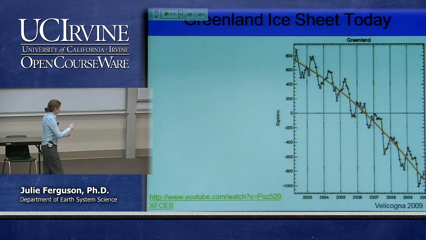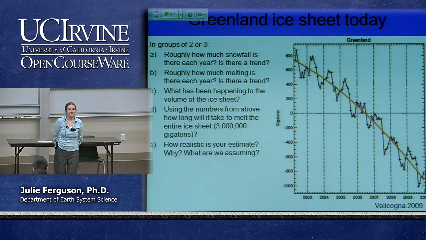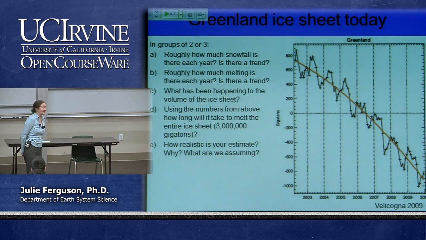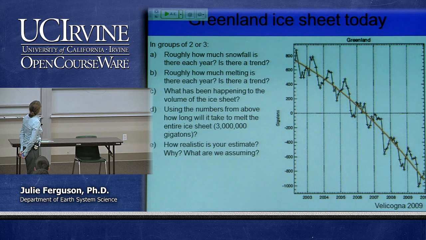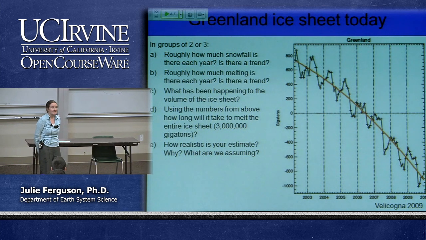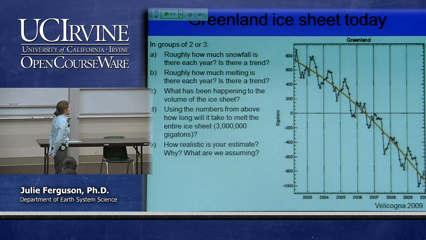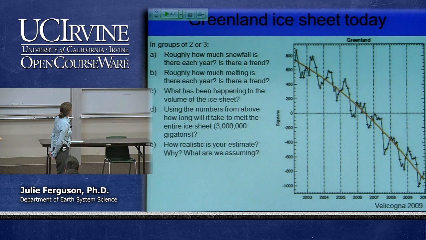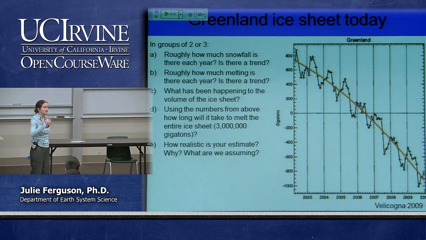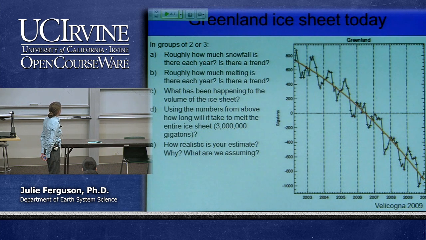And I want you to spend a bit of time thinking about this more carefully. In groups of 2 or 3, and the TAs will get up and wander around as well and help you out with this, I want you to look at roughly how much snowfall there is each year in terms of how much mass is added to the ice sheet. Is there a trend in the amount of snowfall? How much melting is there each year? How much mass is lost each summer? Is there a trend in that as well? And what has been happening to the volume of the ice sheet?